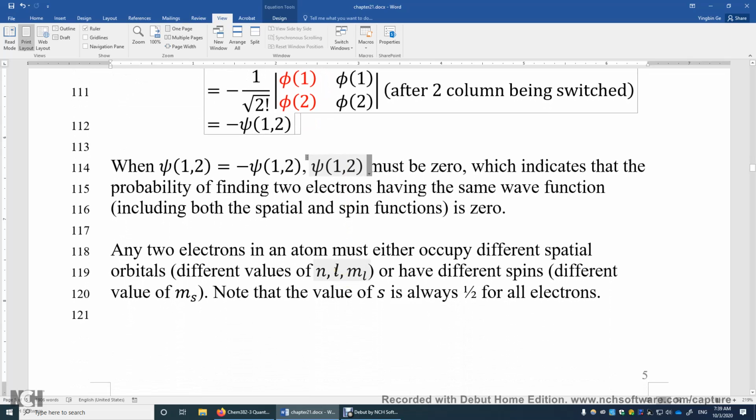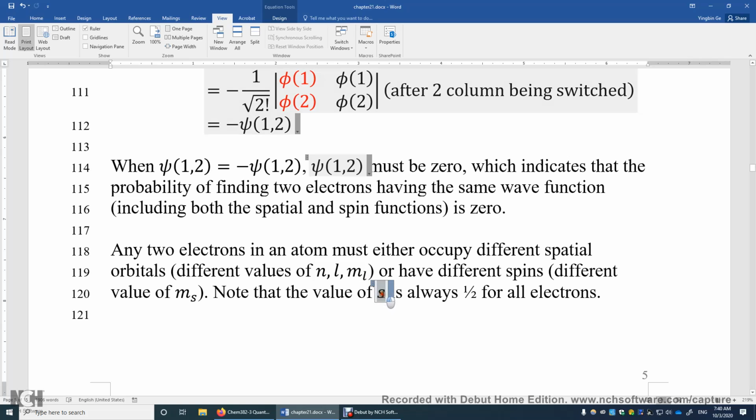Now, let's emphasize this. Any 2 electrons in the same atom must either occupy different spatial orbitals or have different spins. When they have different spatial orbitals, that means they have either different n or l or m sub l. When we say they have different spins, they have different values of m sub s. So again, if you are looking at 2 electrons that occupy the same spatial orbital in the same atom, they have the same values of n, l, and m sub l. Then I can tell you these 2 electrons, one has alpha spin, the other has beta spin. I just don't know which is which. They just have different spins.